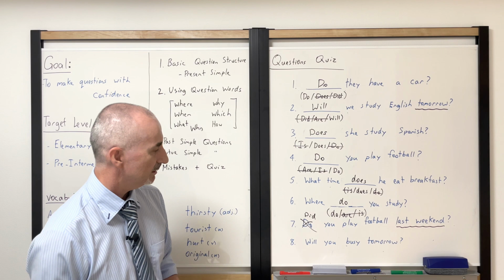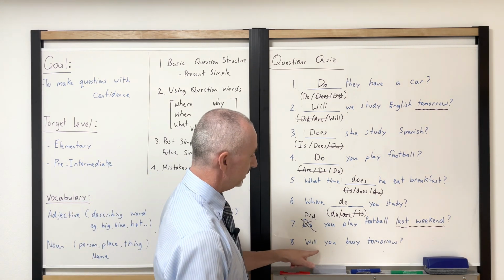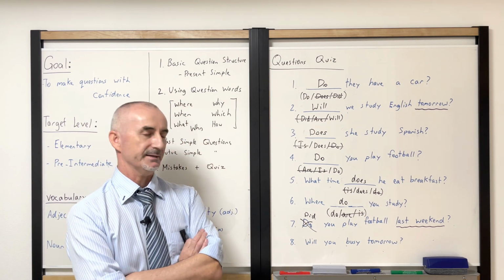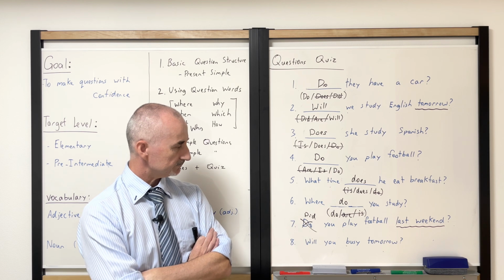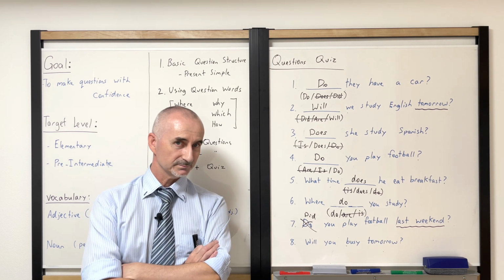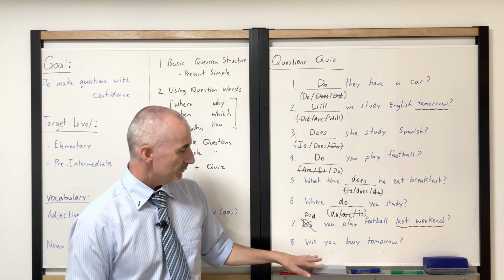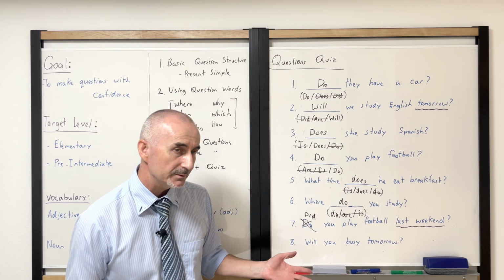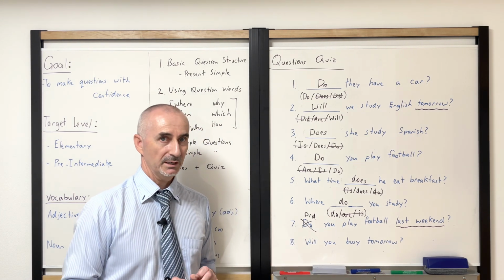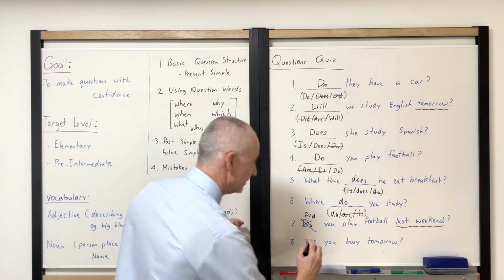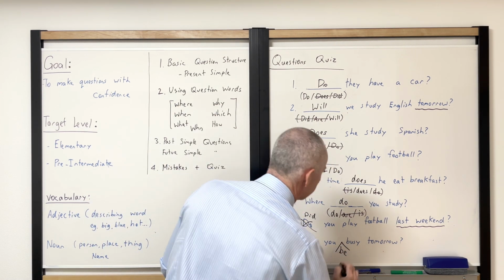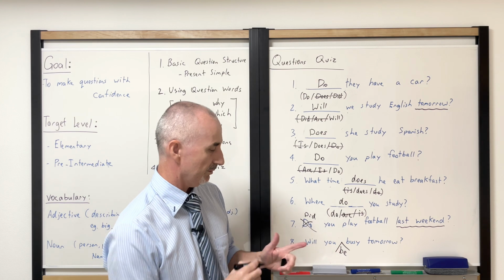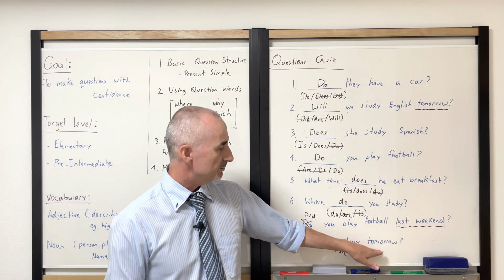Okay, and the last one. I hope you're doing well. Number 8, will you busy tomorrow? Okay, be careful with this one. Where's the mistake? Have you found it? Okay. So for future simple, we must have will plus a main verb. Where is the main verb? There is no main verb. So we have to add the main verb, which in this case is be. Because busy is an adjective. It goes with the be verb. So will you be busy tomorrow?